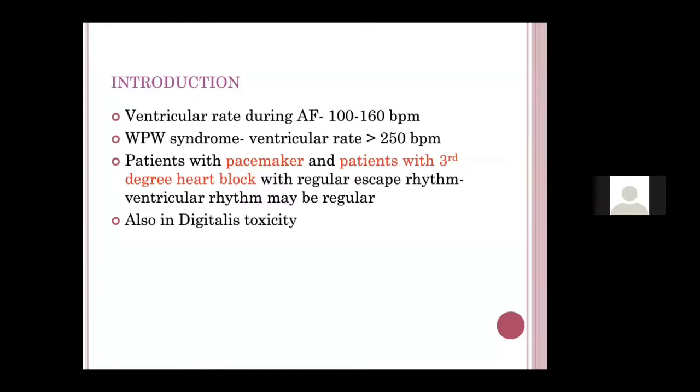Now, the third important thing: if you have a patient with AF and his RR interval has suddenly become regular, there are a few things you have to think of. AF with regular RR: first, think of complete heart block, if the AF patient has developed complete heart block. Second, if a patient with AF has a pacemaker, then the rhythm will become regular. And third is digitalis toxicity. So pacemaker rhythm, complete heart block, and digitalis toxicity are the three important things in a patient who has AF and whose RR interval becomes regular.